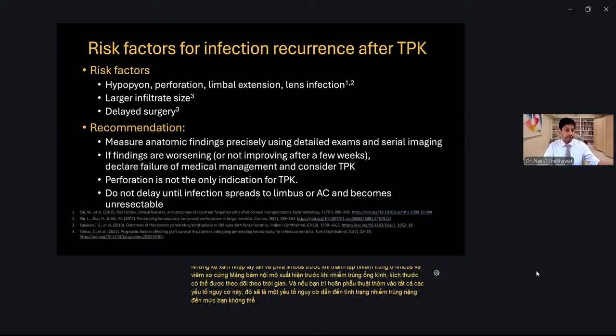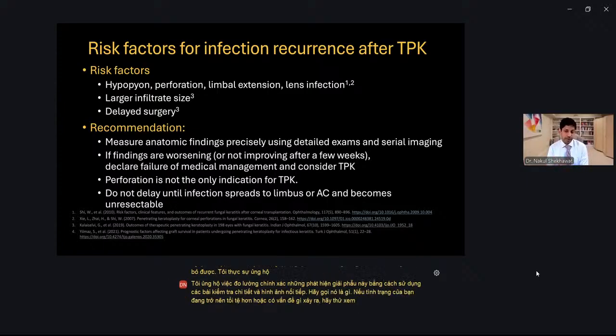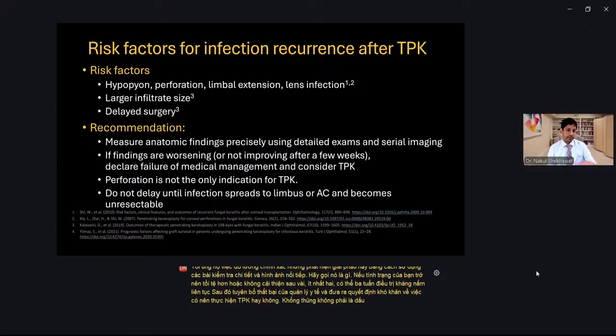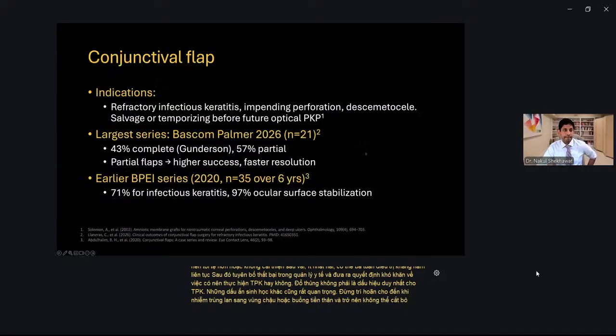So I actually advocate measuring these anatomic findings precisely using detailed exams and serial imaging. Call it what it is. If it's getting worse on you or it's not improving after at least 2, maybe 3 weeks of sustained antifungal therapy, then declare failure of medical management and make the difficult decision about whether or not to do a TPK. Perforation is not the only indication for TPK. These other biomarkers are very important as well. Do not delay until the infection spreads to the limbus or the anterior chamber and becomes unresectable.